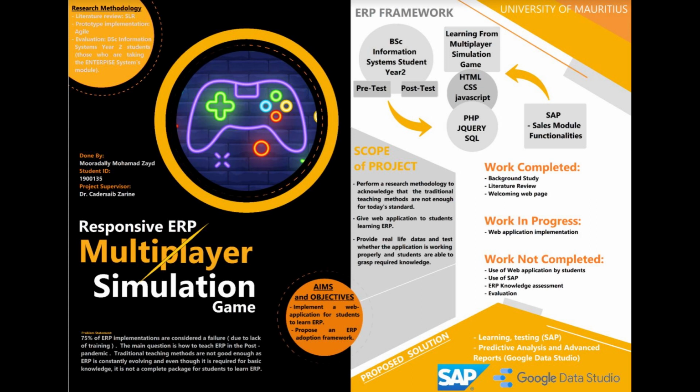The project title is Responsive ERP Multiplayer Simulation Game. I will elaborate about the problem statement, the aims and objectives of the project, the scope of the project, the approach used to perform a literature review, the proposed framework used in this project, the proposed solution, and finally about the work completed, the in-progress works, and the remaining steps that will lead towards completion.